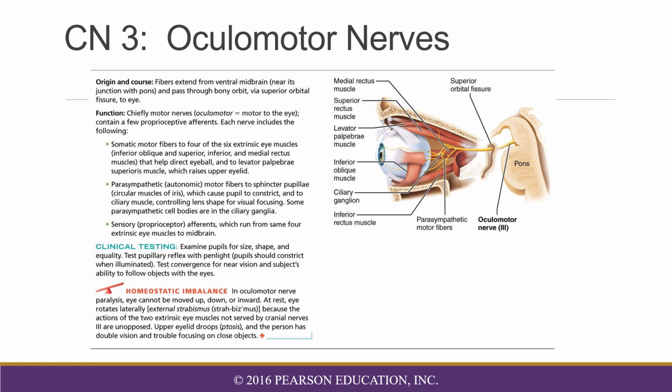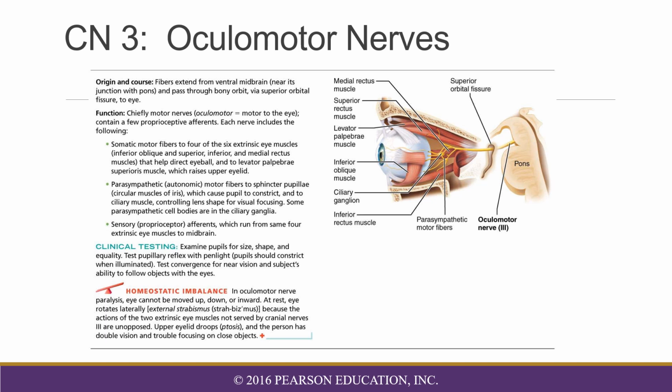Origin and course, fibers extend from the ventral midbrain near its junction with the pons and pass through the bony orbit via superior orbital fissure to the eye. Functions, all of your extraocular eye muscles except for SO4, LR6. And then clinical testing, examine the pupils for size, shape, equality. Test pupillary reflex with a penlight. So both pupils should constrict when illuminated. And test convergence for near vision and subject's ability to follow objects with the eyes, that H test or that Justin Timberlake test that I was showing you guys in that slide before.